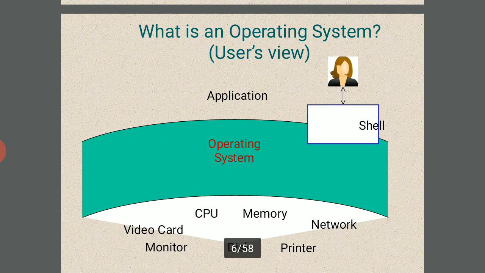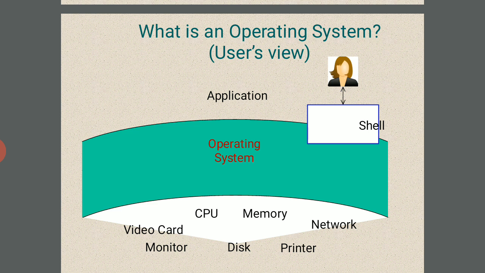Here you see a diagram: applications, operating system, shell. The user uses the application systems. The operating system sits between the CPU, memory, network, video card, monitor, disk and printer. These are peripherals. The printer also works based on the operating system, and the drivers are installed in the computer so the user can take a printout.